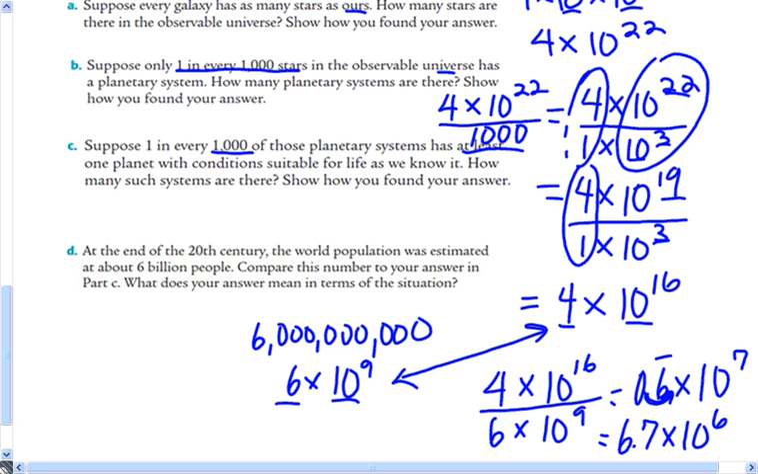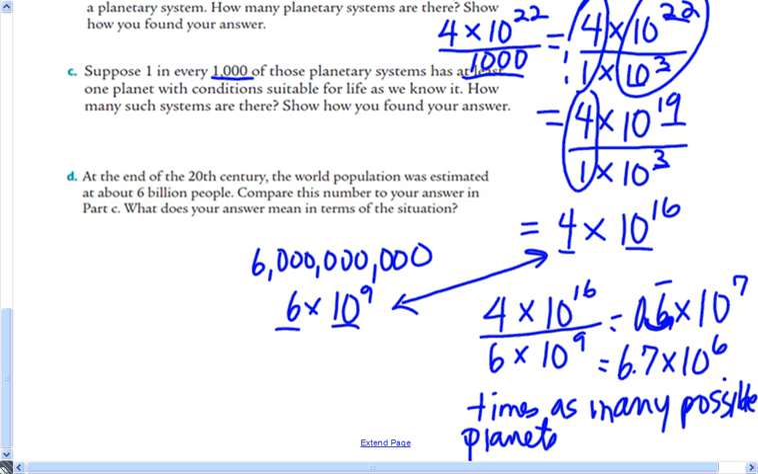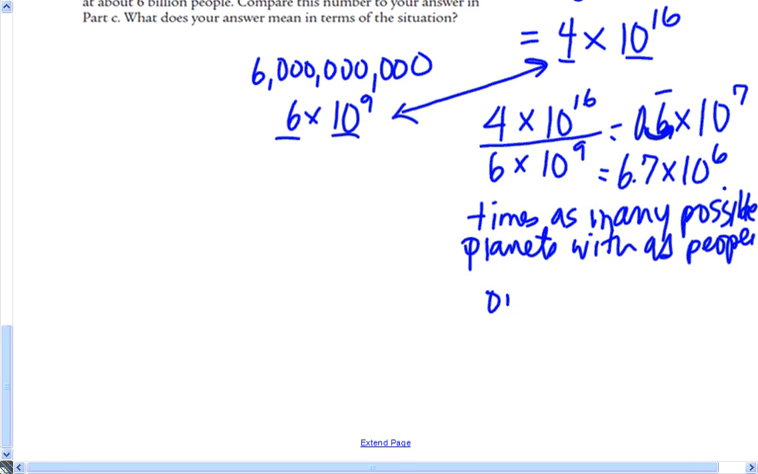That many times more, well, we want to write this out to really understand it, times as many possible planets with life as people on Earth. So, is it possible that there is life out there? It sure seems like that.